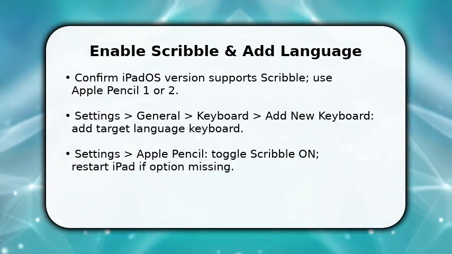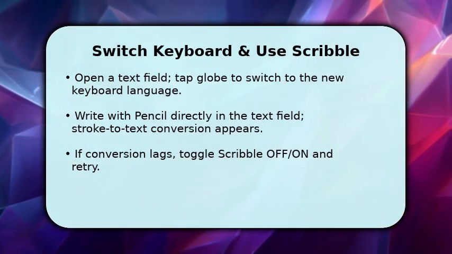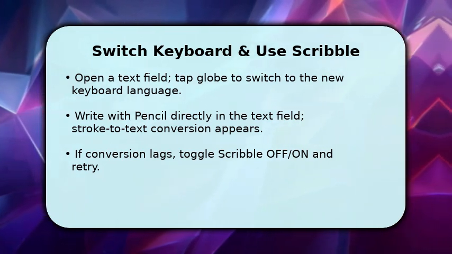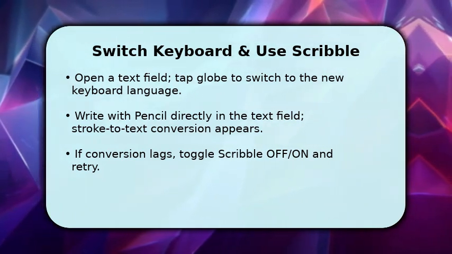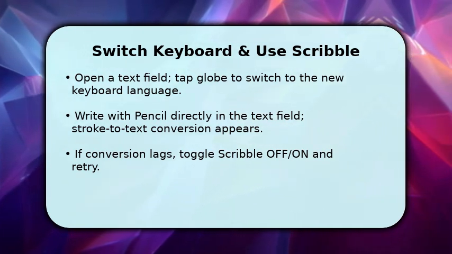Now practice with the new language. Open Notes or any text field and tap the globe or long press the keyboard icon to select the keyboard language you added. Use the Apple Pencil to write directly into the field. Scribble converts handwriting to typed text using the active keyboard language.